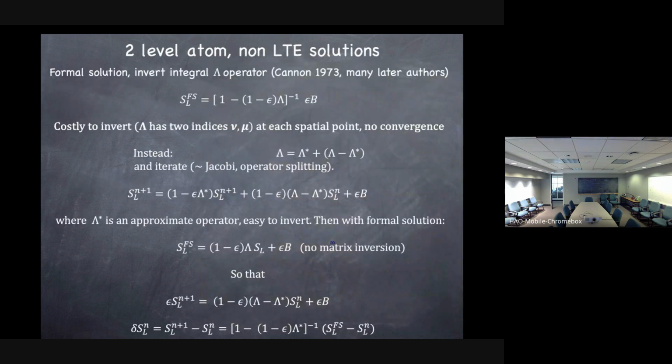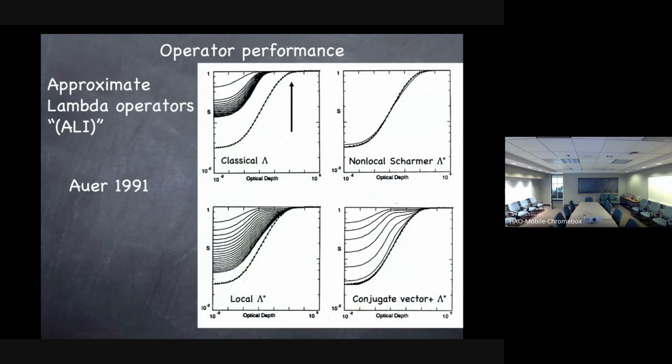So the lambda star that people actually use to do this for a two-level atom depends on various assumptions you can make. And this is the performance that you get by iterating for a Planck function equals 1, from optical depth 10 to the minus 2 to 10 to the 4 in a spectral line. And the actual solution, the real solution, is the dotted line here.